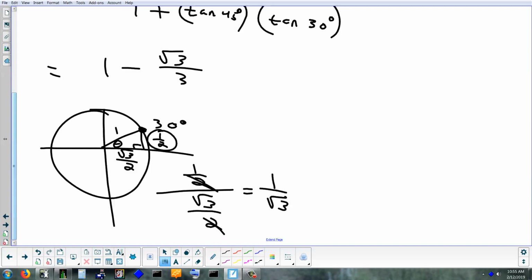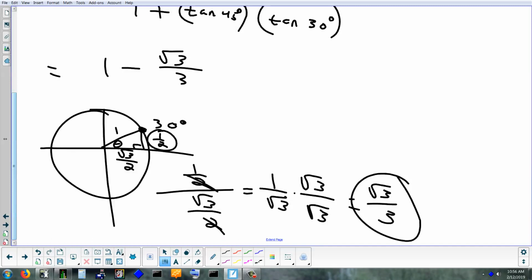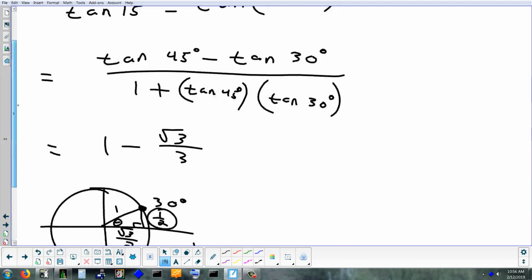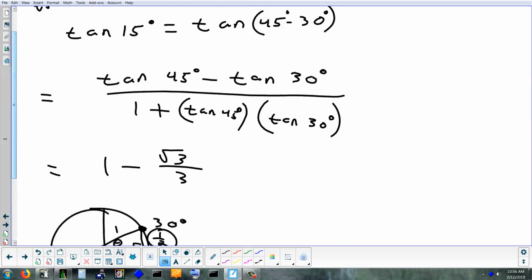Can't have a square root in the bottom, so if you fix it, after all that work, you finally end up with the number that I just recognized on the calculator. So if you don't know it, you can figure it out, but if you have to go through unit circle trig, like 1, 2, 3, 4 times, it's going to take forever.